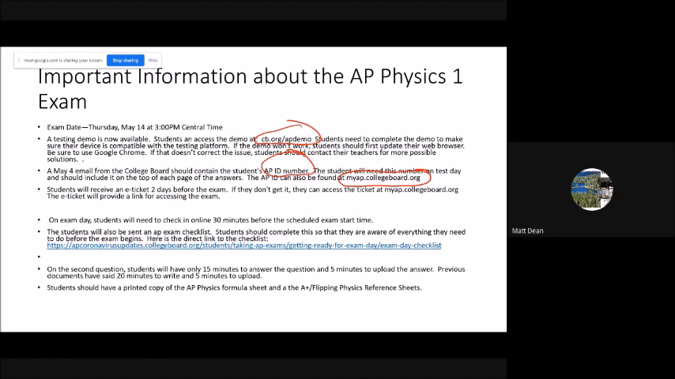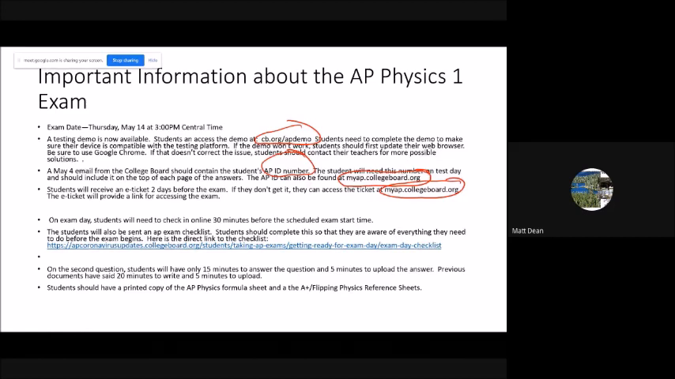The next thing, 2 days before the exam, and this will be for each different exam you're taking, 2 days before each exam, you'll get an e-ticket. It's going to come in an email. You have to have that ticket to access the exam. Again, if it doesn't come in your email like it's supposed to, you can log into myap.collegeboard.org and you can access the e-ticket there. There will be a link in that e-ticket for accessing the exam. That's the only way you can get to the exam.